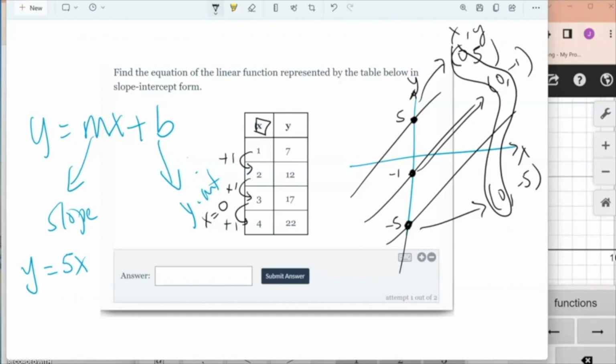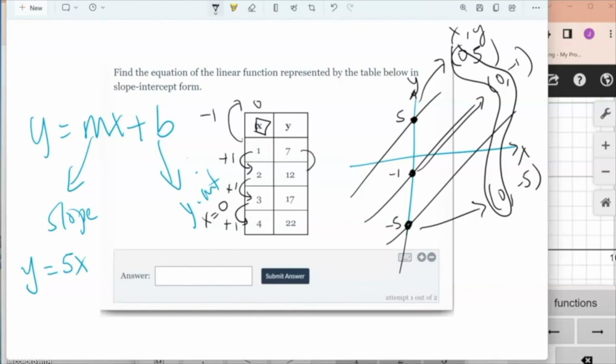Up. Now, if I'm going up each time, instead of adding 1, what am I doing? I'm subtracting 1 each time. I'm subtracting 1 to get to 0. So if I subtract 1, the opposite of this, I will get to 0, which means I find the pattern for my y and do the same thing.